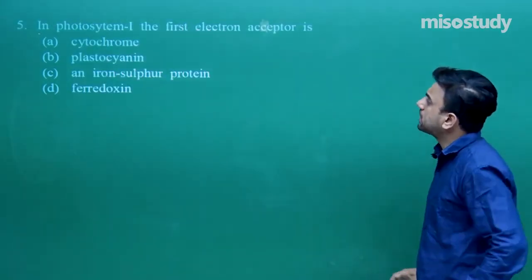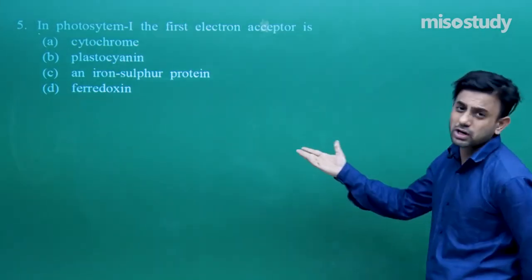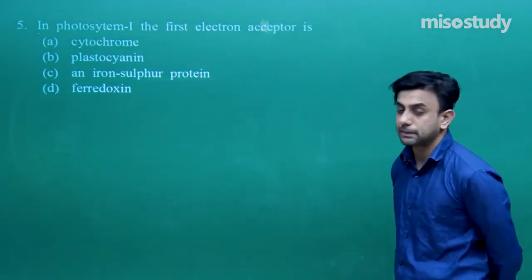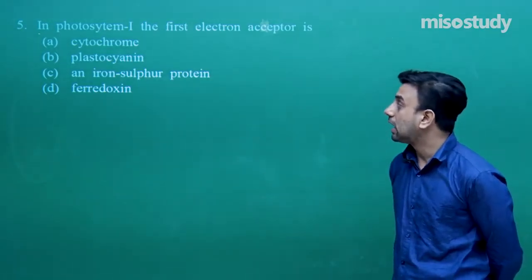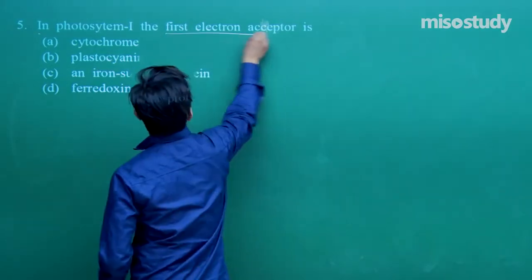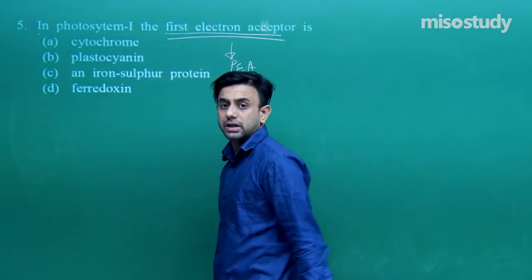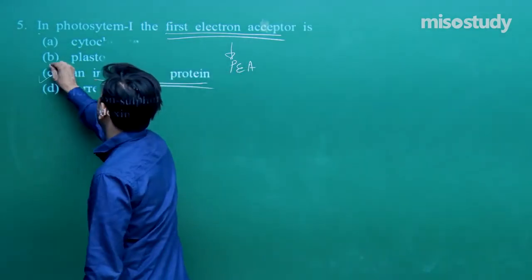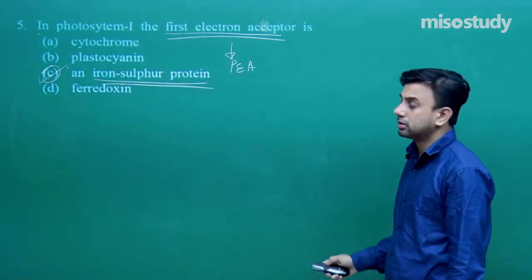In photosystem 1, PS1, that is P700, the first electron, this is what we talked about in the previous question. The first electron acceptor, the primary electron acceptor, we call it, is the iron sulfur protein. The first electron acceptor, primary electron acceptor, is iron sulfur protein. So now we move on to the next question.